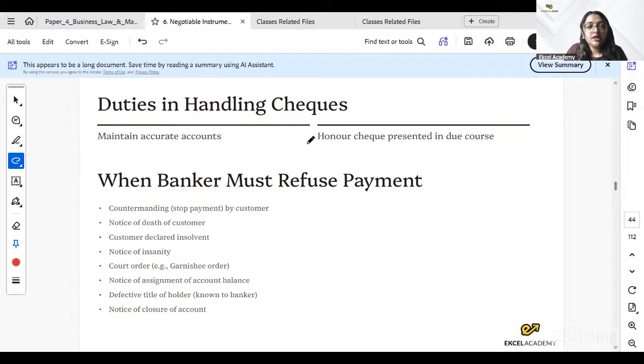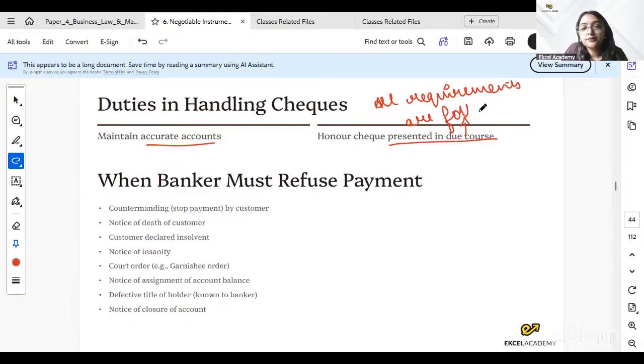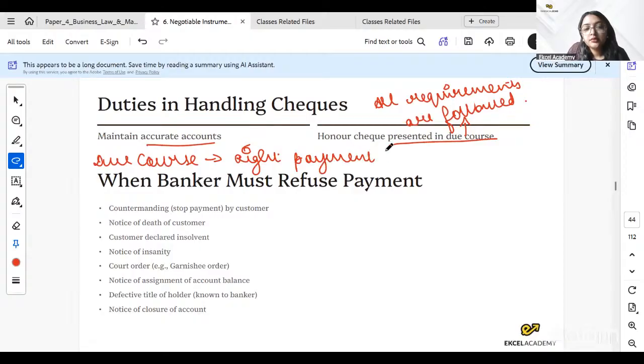All right. Next, duties in handling checks. Again, maintain accurate accounts and honor your check presented in due course. What is due course? That is, all of your requirements are followed. Making the right payment to the right person at the right time. So when we are saying due course, it is right payment to right person at the right time.